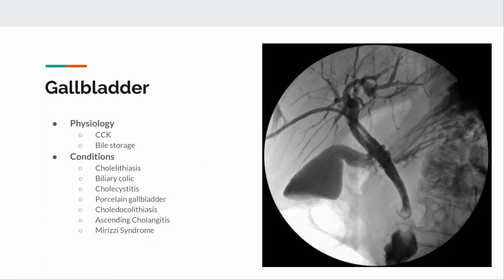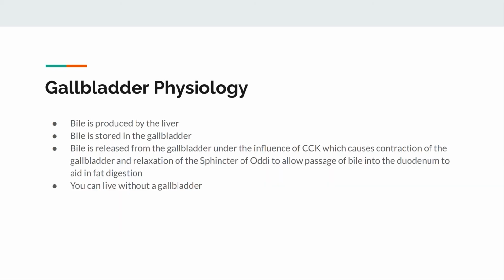Let's quickly talk about the gallbladder. So the physiology is really just that CCK makes it contract and its job is to hold on to bile. It ends up getting stones and really hurting. It's not a very useful organ. Bile comes from the liver, gets stored in the gallbladder, gets released under the influence of CCK, which contracts the gallbladder, relaxes the sphincter, lets bile pass into the duodenum. You can live without it.